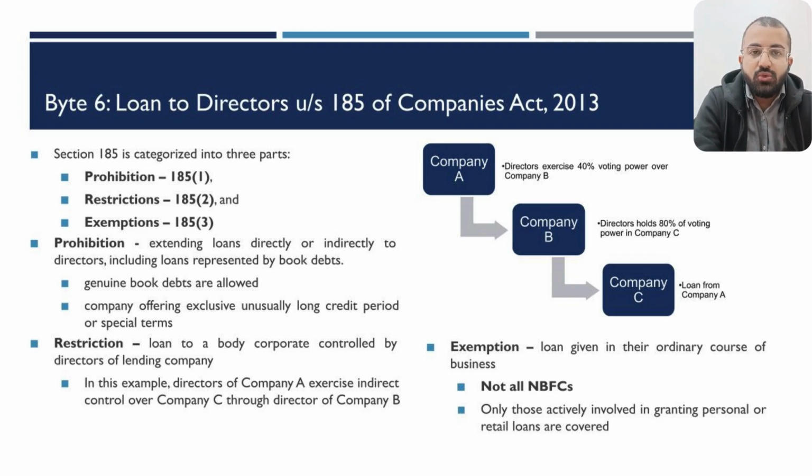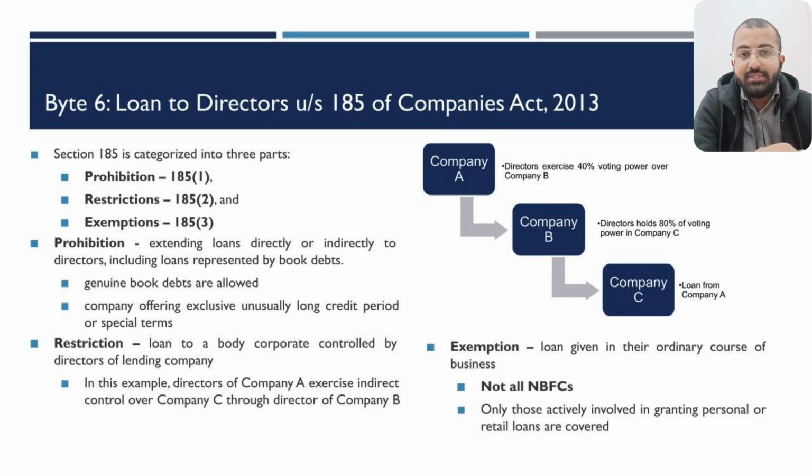Speaking about subsection 2, a company may grant loan, guarantee or security to certain entities in which directors are interested, such as a body corporate in which 25% or more of the total voting power or control is being exercised by the directors of the lending company.